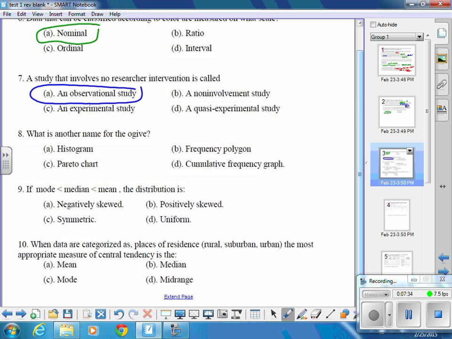Next one says, what is another name for the ogive? That's how you pronounce it. It is the cumulative frequency graph, because that's what the ogive has to do with. It's a cumulative frequency. That's why it goes up and it ends on an up note.